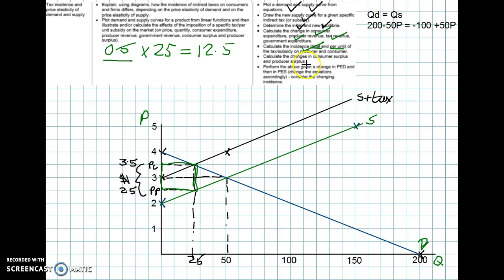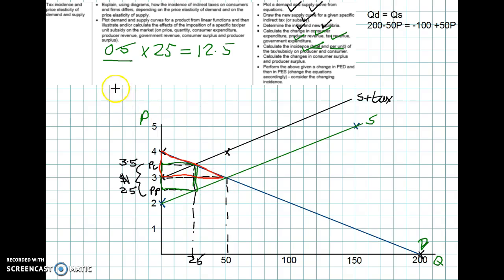Okay, done. And then the last thing that we need to do is calculate the changes in consumer surplus and producer surplus. Okay, so I'm going to change my pen to red. So we have to work out the original producer surplus, which is everything above the original price and below the demand curve. So again, we just do height times by width divided by 2.